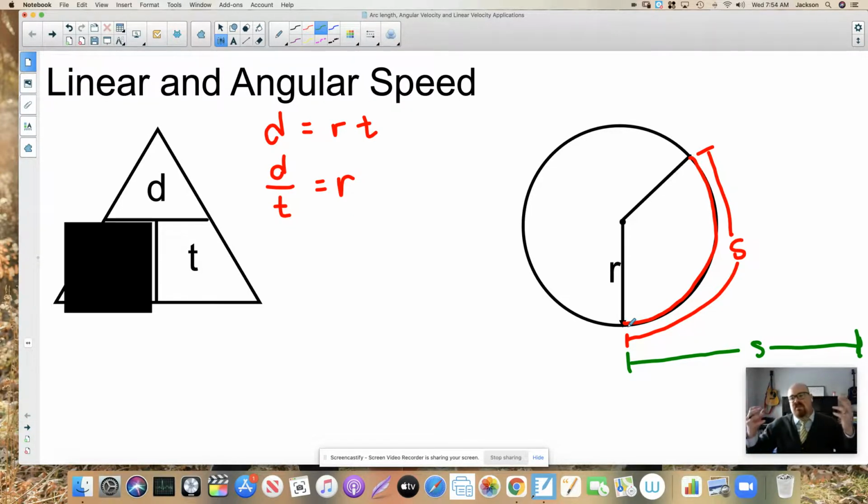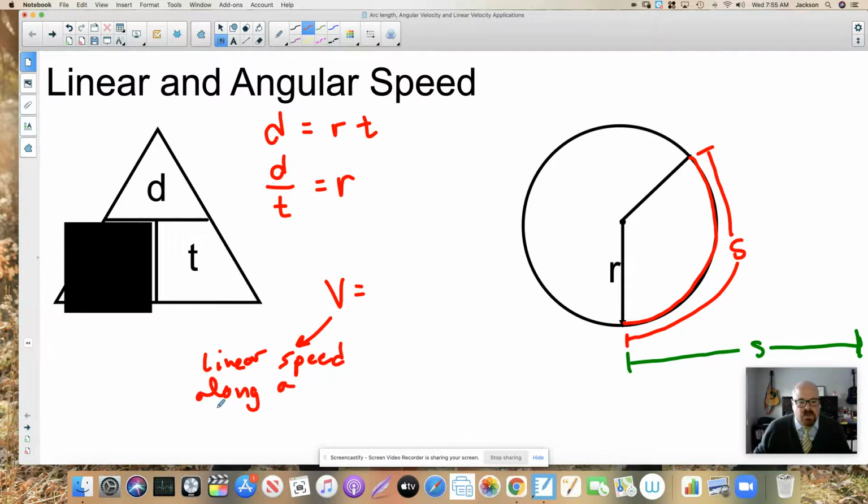We think about lines in geometry, we think about straight lines, okay? But this could still be considered a linear distance if we unfurl it. And the only reason that we're showing this is because we're going to have a quote unquote new formula for linear speed along an arc. We're going to use V for that. So V represents the linear speed along a circular arc. All right, well, let's just say along an arc length.